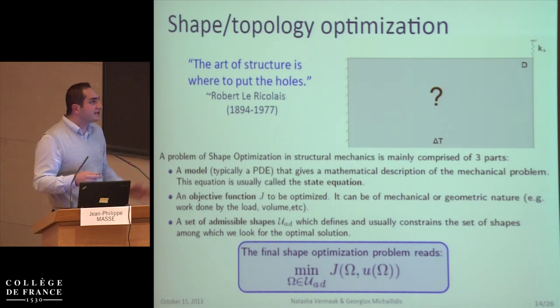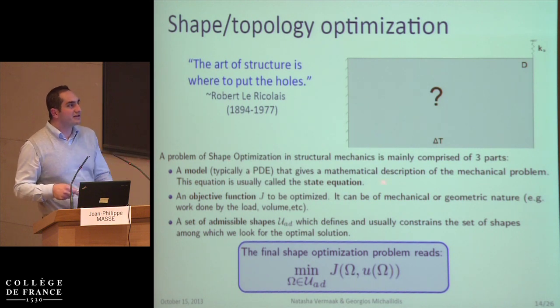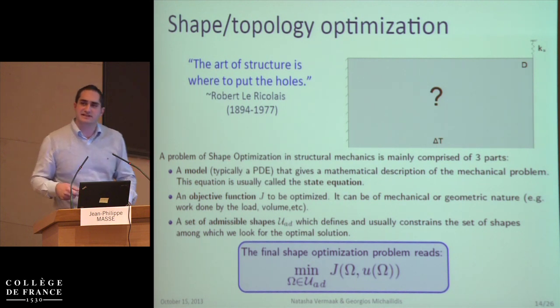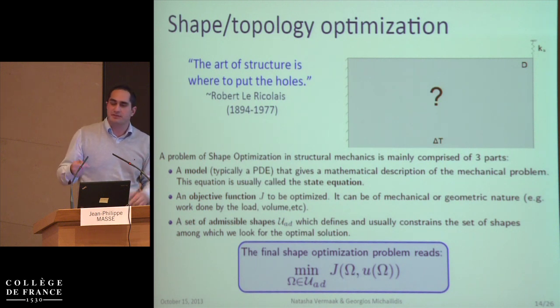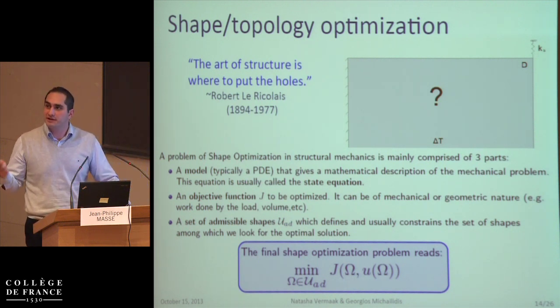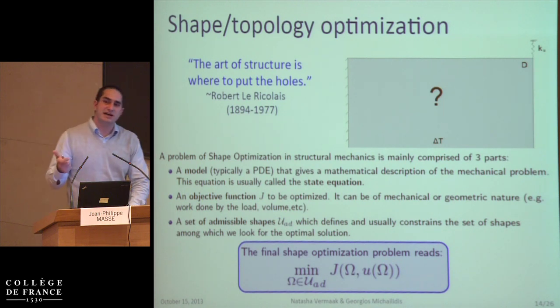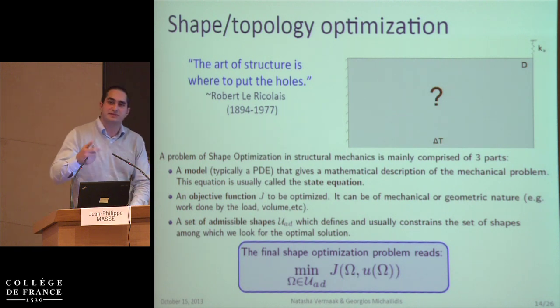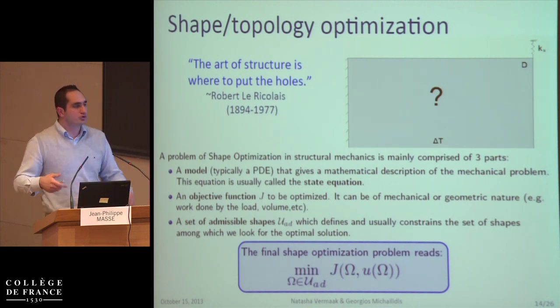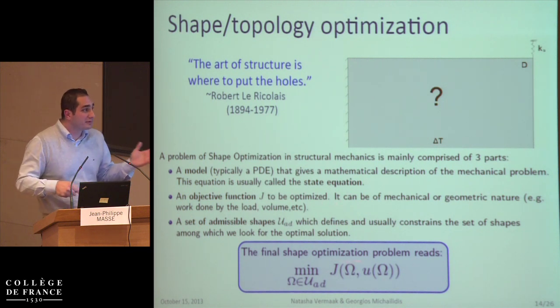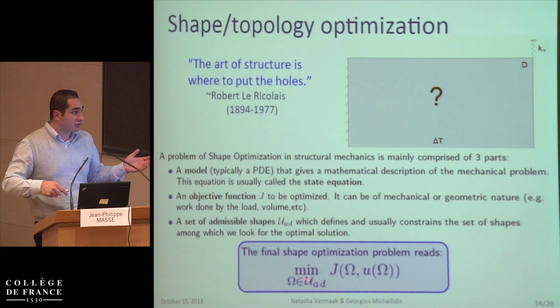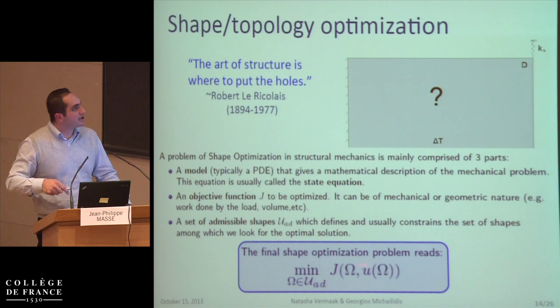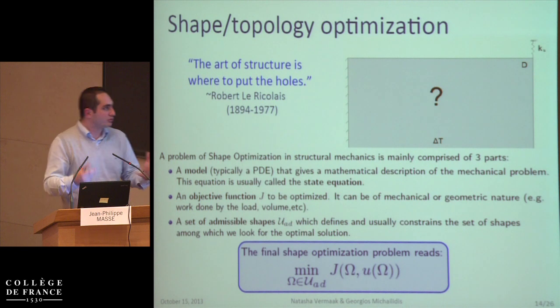So more specifically, for a problem of shape optimization, you mainly need 3 parts. You need a model, that is a partial differential equation, which gives a mathematical description of the mechanical problem at play. You need an objective function to be minimized, and you need a set of admissible shapes, which constrains the set of shapes in which we search for an optimal solution. So finally, a shape optimization problem reads: find the shape omega that belongs in an admissible set, which minimizes an objective function which depends on the shape and on the solution of the partial differential equation, which itself depends on the shape because it's posed in the shape.